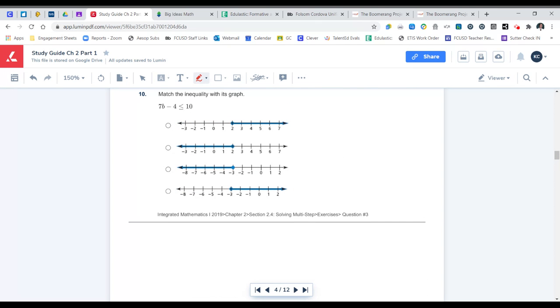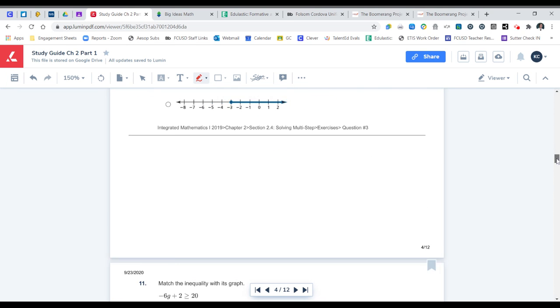Match the inequality with its graph. Well, first we're going to have to solve. I'm going to add 4 to both sides. Imagine I did that in my head, and then divide by the 7 to get b is less than or equal to 2. All right, that looks like the correct answer would be this one, because the border point is at 2, and it is a solid dot, arrow to the left.